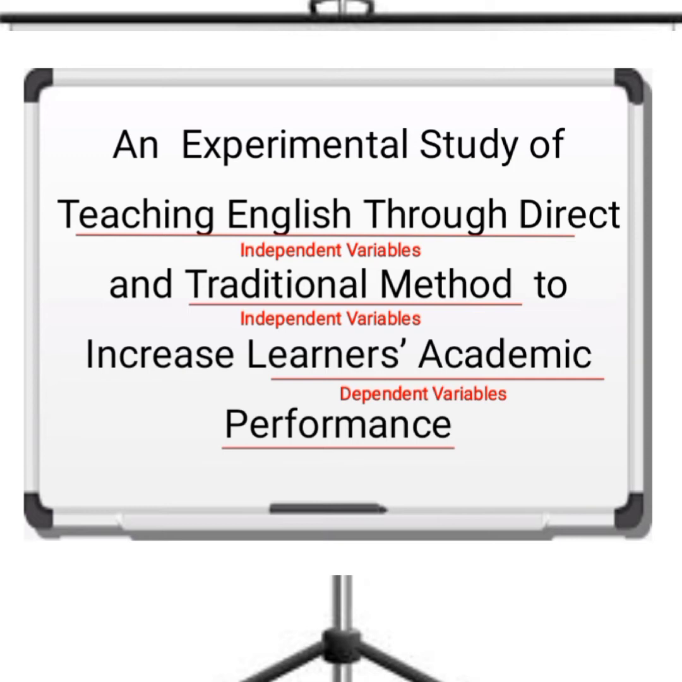So, nakadepende yung pagtaas ng learner's academic performance kung ang gagamitin ng isang teacher ay direct or traditional methods in teaching English. So, the dependent variable there is the learner's academic performance, and the independent variable are both teaching English through direct or teaching English through traditional method.